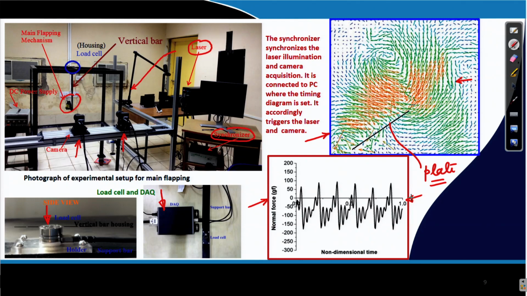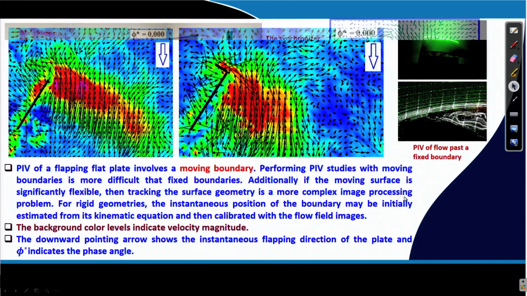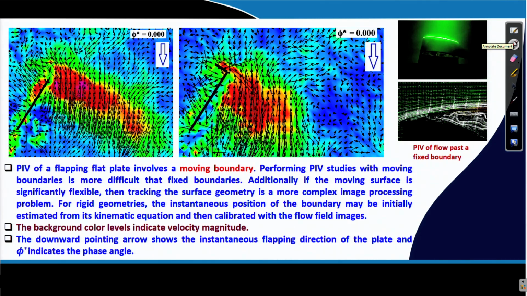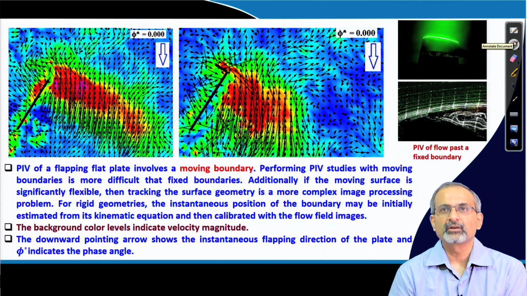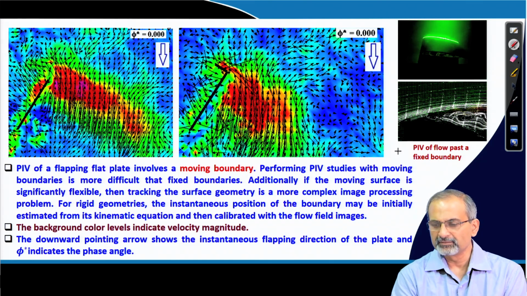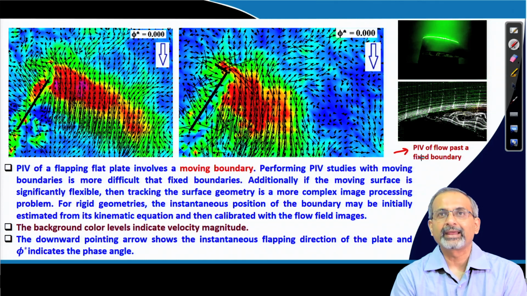This diagram indicates the time dependent variation of the normal force which is acting on the plate, which is essentially coming from the load cell measurement. So, you could actually do simultaneous acquisition of data both of the velocity field and the forces which are acting on the body. That helps you to also correlate between velocity field information and force information. Some more images over here, and we are also making reference with PIV images of flow past an airfoil that we saw earlier.